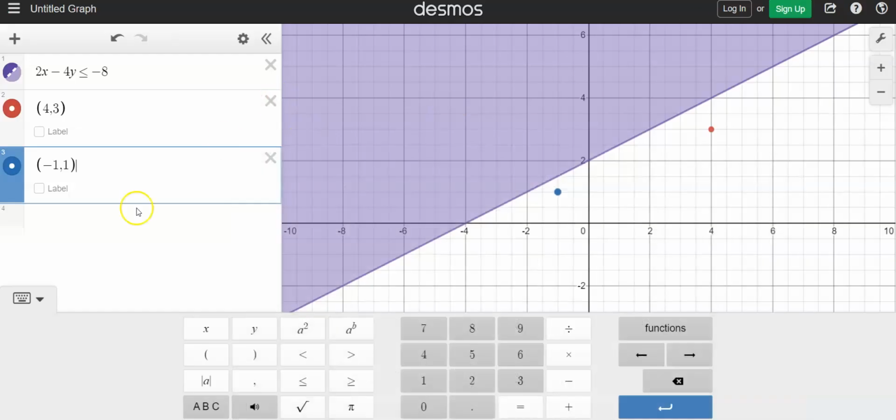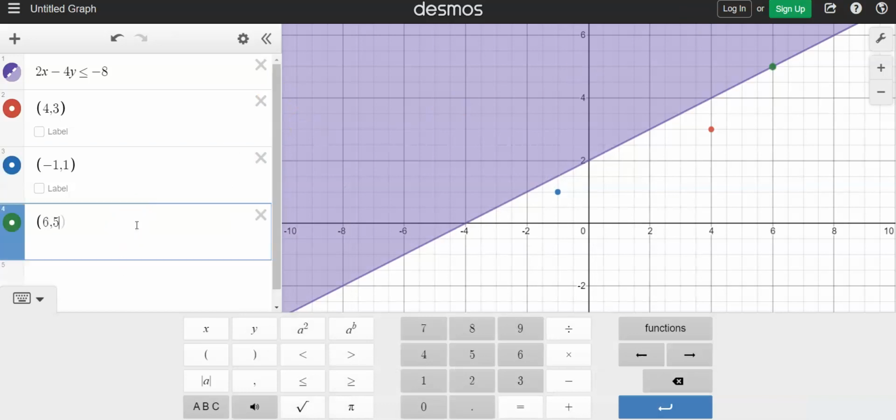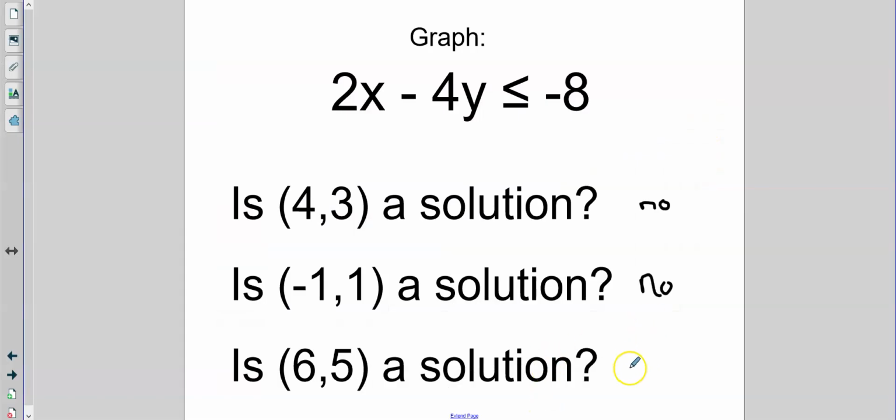And 6, 5. So let's look at 6, 5. Is 6, 5 a solution? Well, it's on the line, and we have to ask ourselves, is that line included? And yes, because it is a solid line and not a dashed line, because we do include it in being equal to, it is going to be a solution. So 6, 5 is a solution, yes.